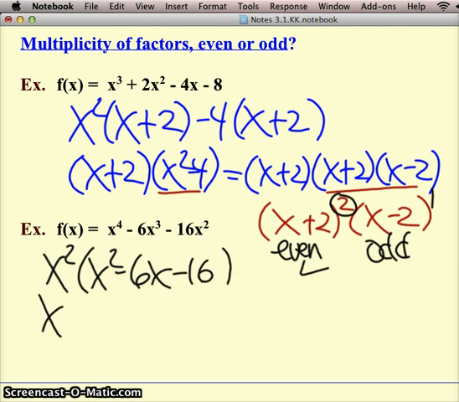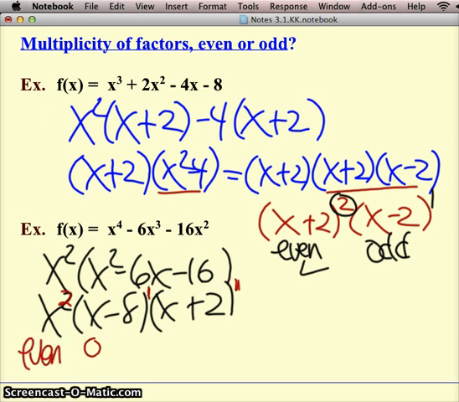A little bit more trial and error factoring. Then if I ask the question about multiplicity in this case, checking out your exponents on your factors: squared, 1, 1. Even, odd, odd. Even is the one I'm concerned with. That's the one that's going to cause some kind of issue with graphing.